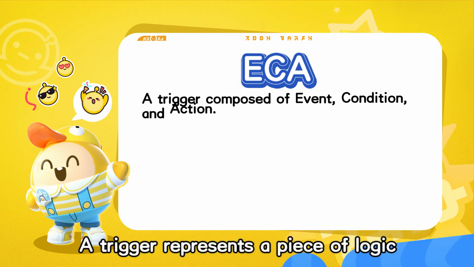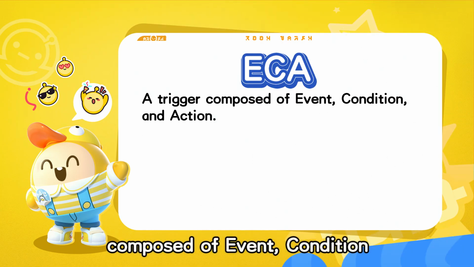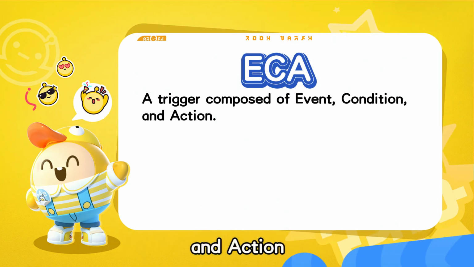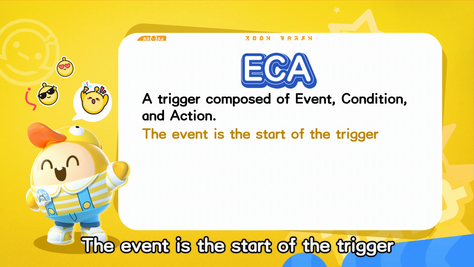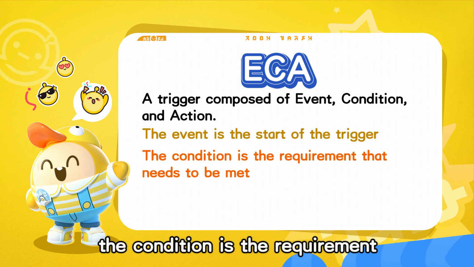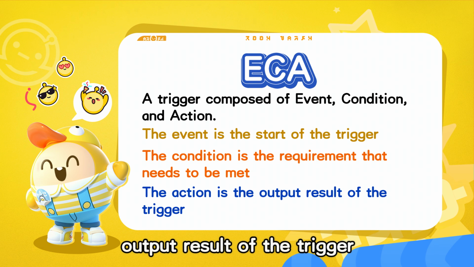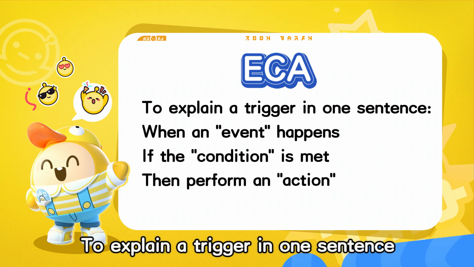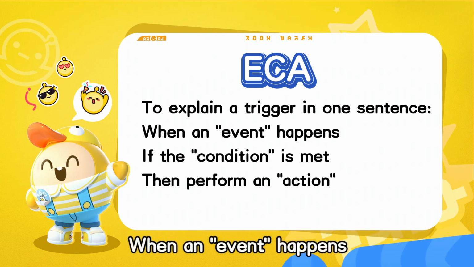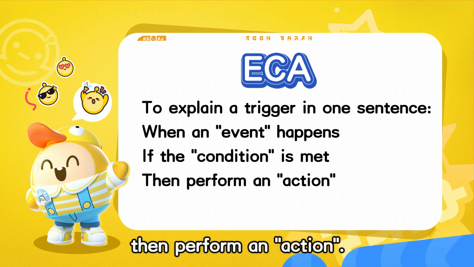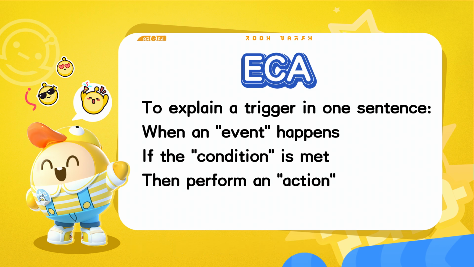A trigger represents a piece of logic, composed of event, condition, and action. The event is the start of the trigger, the condition is the requirement that needs to be met, and the action is the output result of the trigger. To explain a trigger in one sentence: when an event happens, if the condition is met, then perform an action.